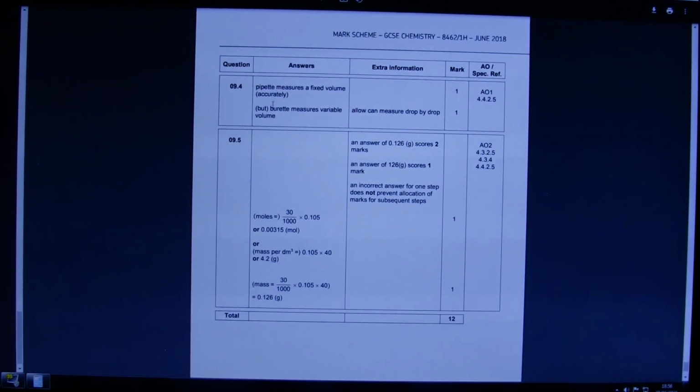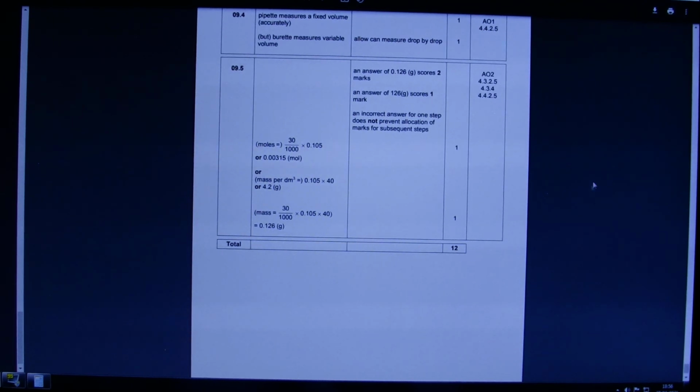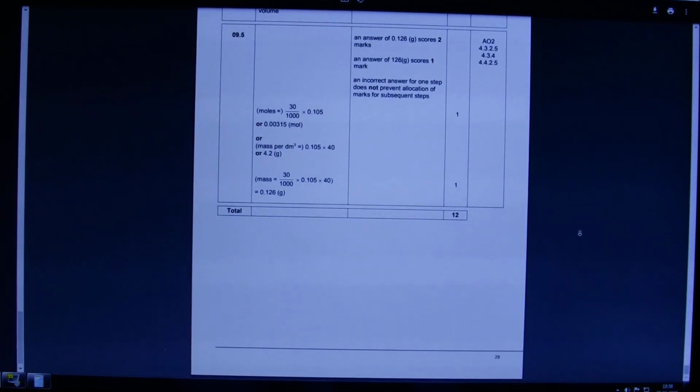Pipette measures a fixed volume accurately, a burette measures a variable volume. Can measure drop by drop, it can indeed. 0.03, 30 over 1,000, times the molarity, yeah, 0.126 grams. Yup, that was the calculation I did.